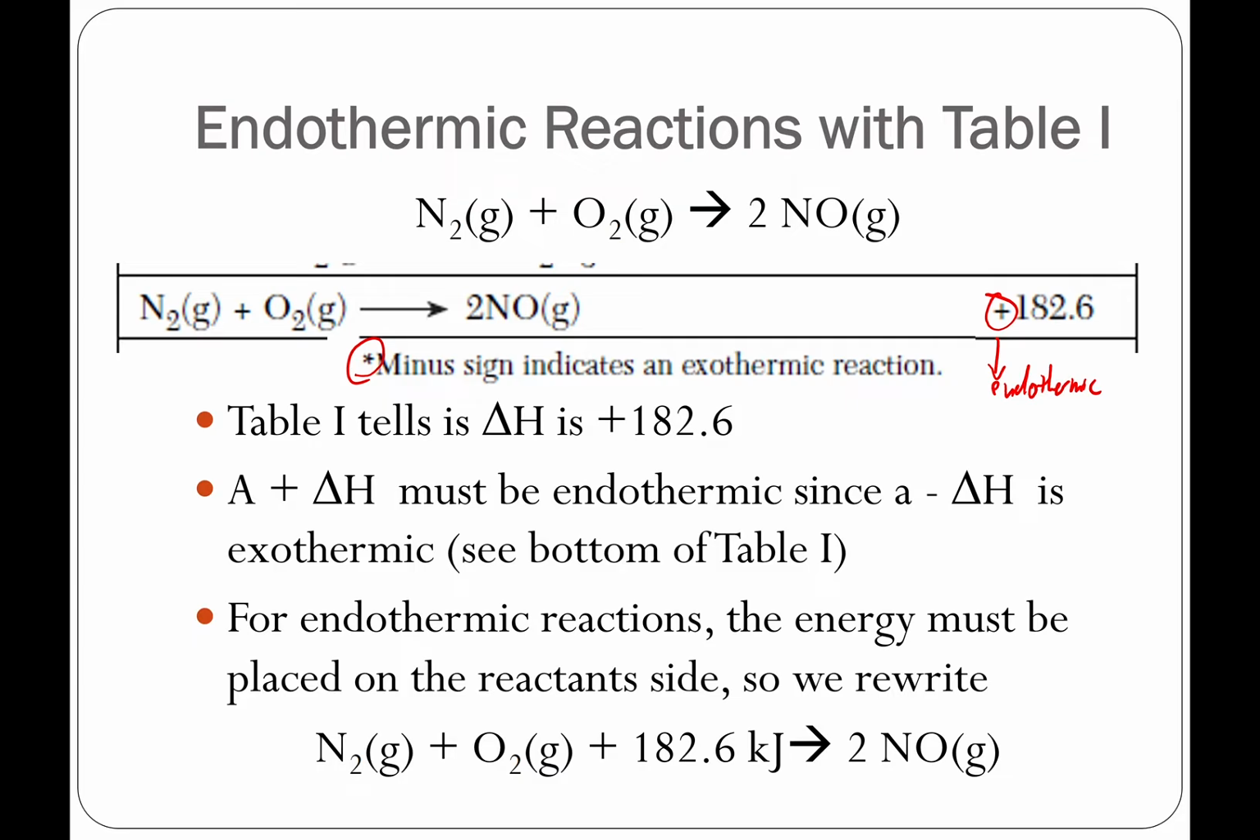Now if we rewrite the equation, we would write the heat, like we saw on the previous slide, as a reactant. That amount of heat has to be absorbed by 1 mole of nitrogen and 1 mole of oxygen to yield 2 moles of nitrogen monoxide.